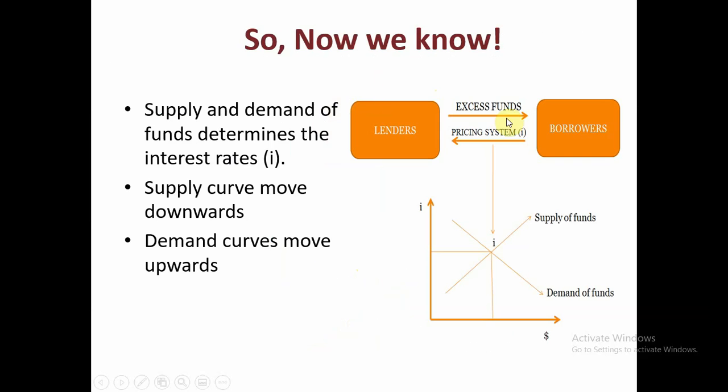So now we know how we determine the interest rate, how this level changes over the time period, and how demand and supply of funds affect it. One thing you need to remember: whenever the supply of funds increases, this curve will move downward, and when the demand for funds increases, the demand curve will move upward. So the supply curve moves downward and the demand curve moves upward. When there is high demand, this curve will move upward.